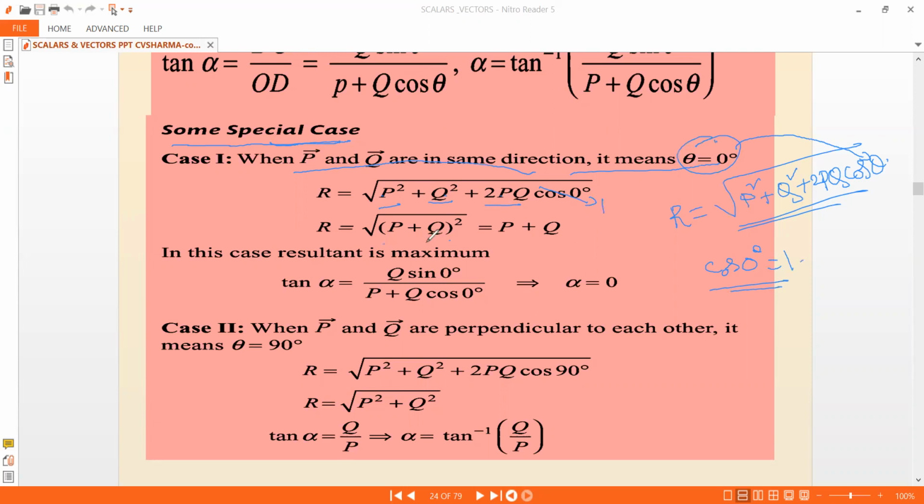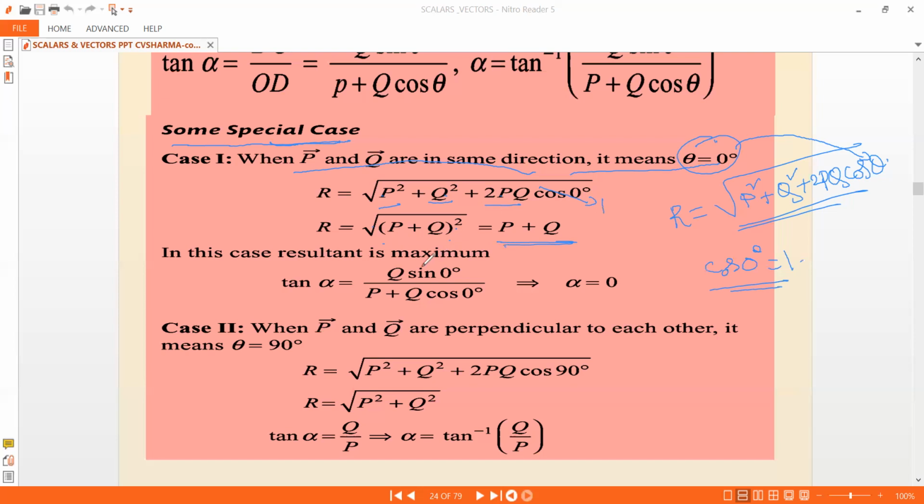Here, p plus q whole square. And square and root get cancelled out. They are inverse effects, so they cancel out. So what you get is p plus q. Very simple. So they add up simply. If the vectors are in the same direction, they will add up. That is a simple funda.